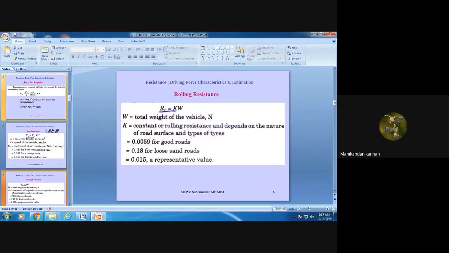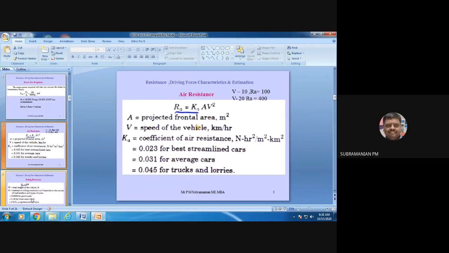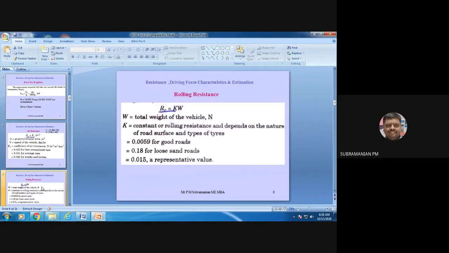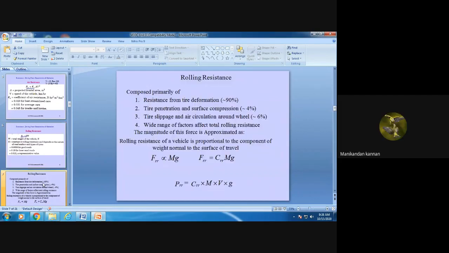Okay? So, we have seen the formula for air resistance, and we have seen it for rolling resistance. Now I am going to explain what are the factors affecting the rolling resistance. Rolling resistance mainly comes from resistance from tire deformation, that is, hysteresis losses will be coming into picture.